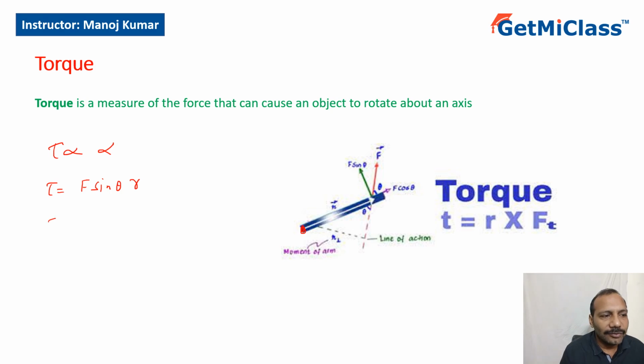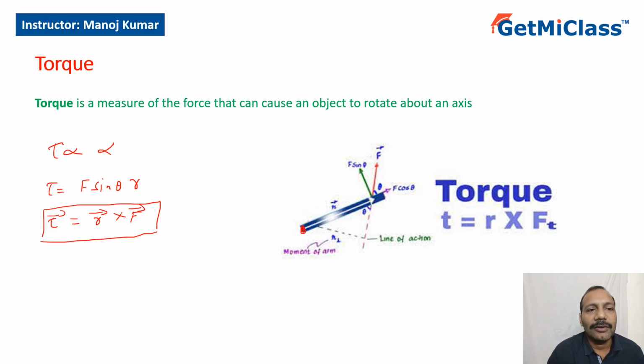Now in vector form what can we write? We can write tau equal to R cross F. So the net torque acting on the body is the cross product of the position vector of the point of application of force with respect to the axis of rotation and the force applied on the object. So tau equal to R cross F. This is how we find the torque acting on the body.